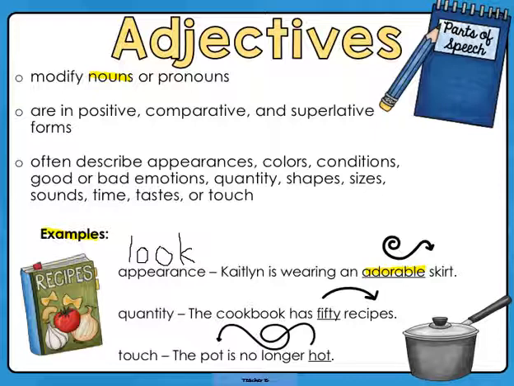The next example is how many. How many of an object there is. For example, quantity. Let's read the example sentence. The cookbook has 50 recipes. 50 tells us how many there are. 50 will be the adjective. It describes how many cookbooks there are.